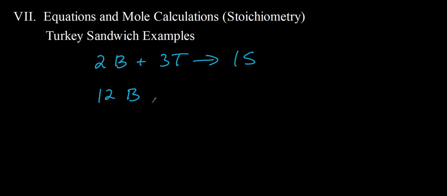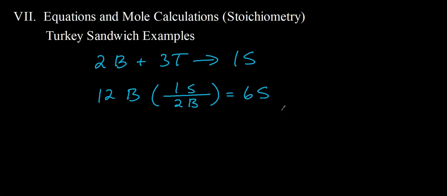So let's set it up. We're going to use these ratios here. These coefficients can be used as a ratio. So let's set up our conversion factor. For every one sandwich, you need 2 slices of bread. So if you have 12 slices of bread, you can make 6 sandwiches.